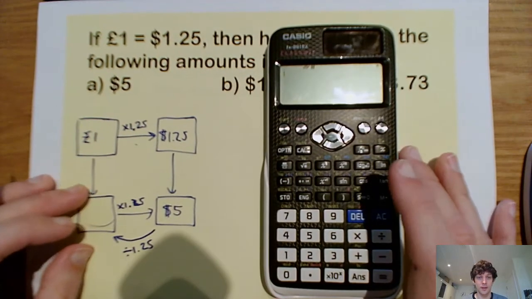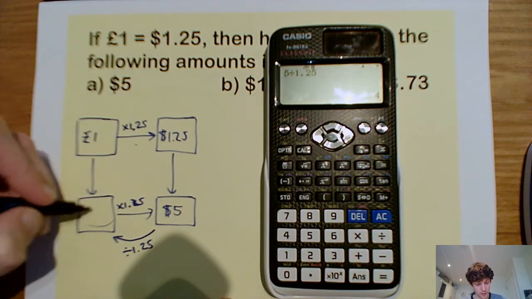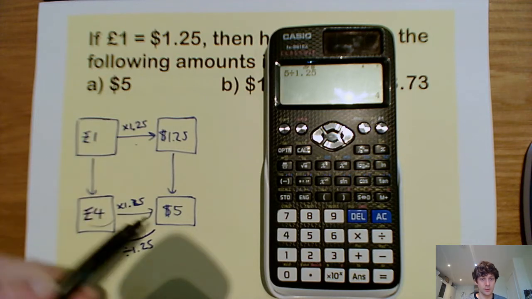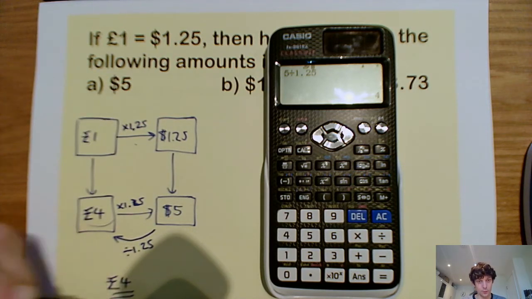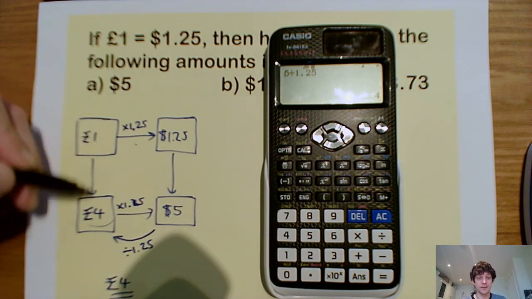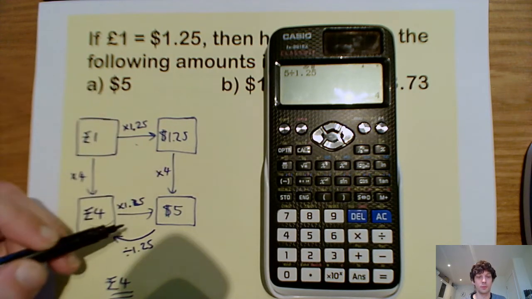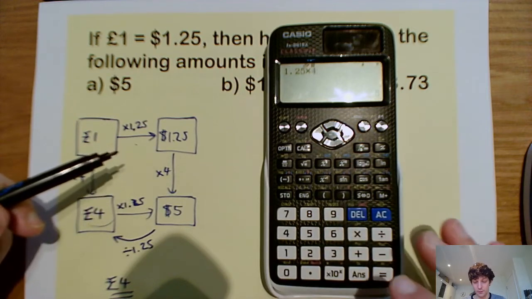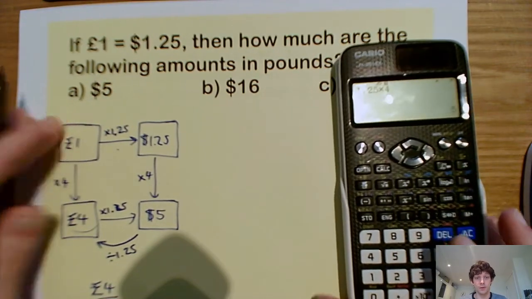So let's get my calculator. 5 divided by 1.25 gives me 4. So $5 is equivalent to £4. And I can actually see what these numbers going down would be now. That would be multiplying by 4. If I wanted to double check that, 1.25 times 4 is 5. That all agrees, so that makes me super confident that I'm right on this question.